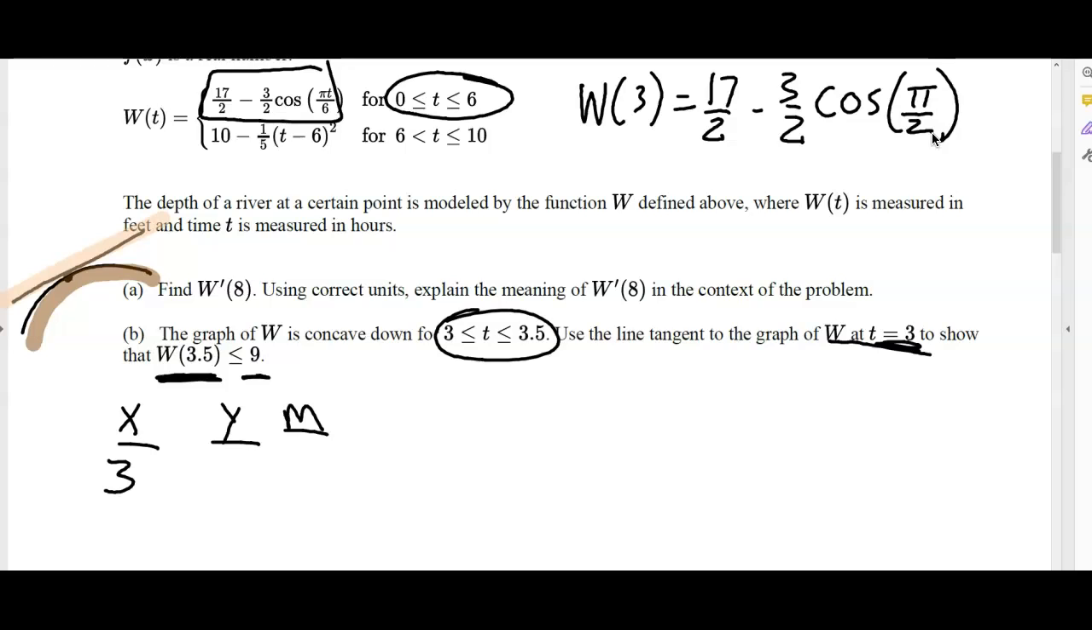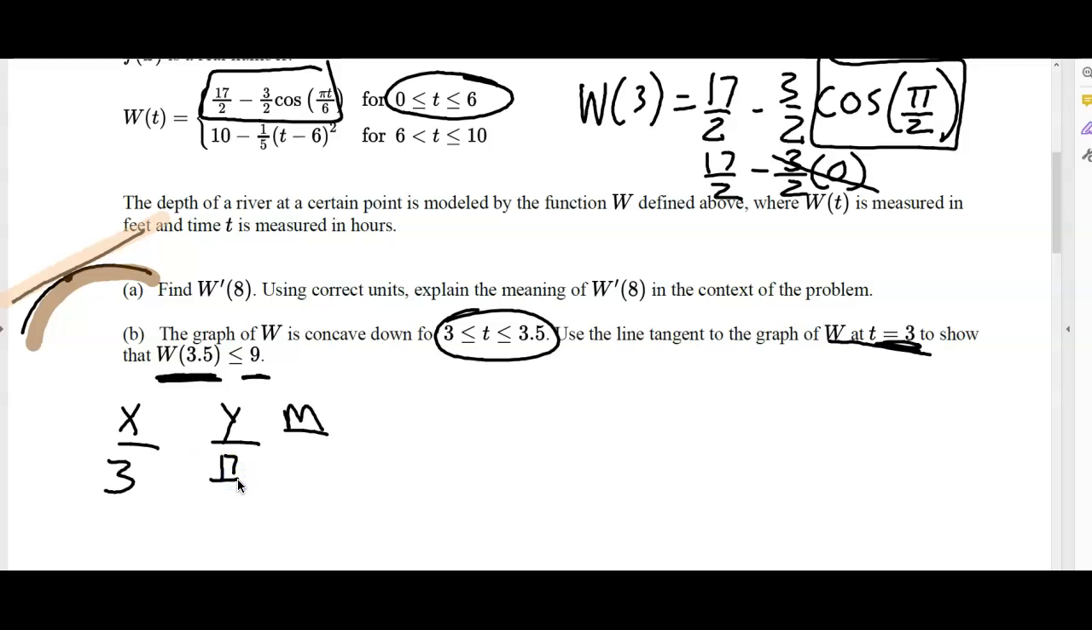Now, since it's an FRQ, you might think, well, can't I just leave it like this, Mr. Bailey? Well, technically, yes, you could. The problem is that eventually, somewhere down the road, we're going to need to show that something's less than 9. And if you leave it like this, you're going to have no idea what that equals. So we actually do need to simplify this. So cosine of pi over 2 just so happens to be a nice number. It's 0. 3 over 2 times 0 is nothing. And so my answer is 17 over 2.